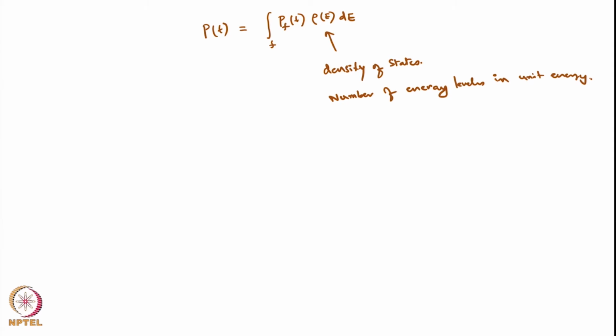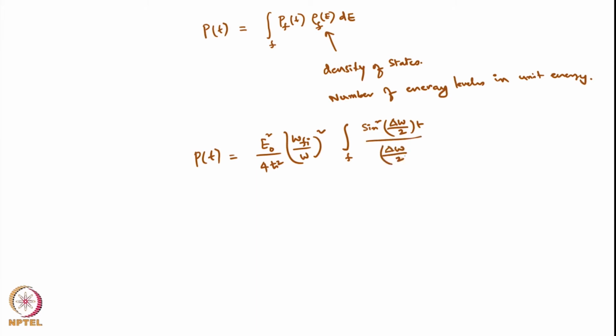If I use that, then my P(t) will be equal to E_0 squared by 4 h bar squared, omega_fi by omega whole squared, integral over f of rho(E_f), sine squared of (delta omega by 2)t, by ((delta omega by 2) t) whole squared, rho_f(E) dE. Okay. Now, that is my density of states.